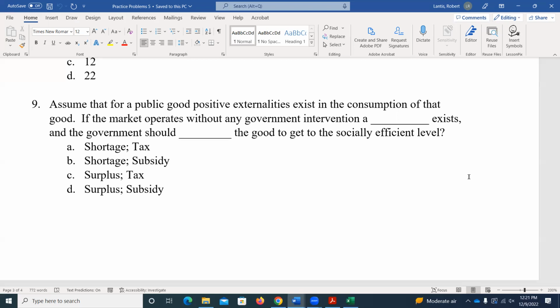Okay. So we've got a shortage, and how could I fix this market? Instead of taxes, like we did for negative externalities, for positive externalities I can give people money to consume this good. So now their private marginal benefit will be whatever it was before, plus however much that subsidy is. What should the value of the perfect subsidy be? Exactly equal to that external benefit.